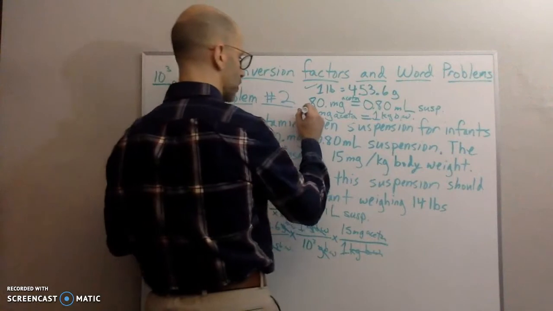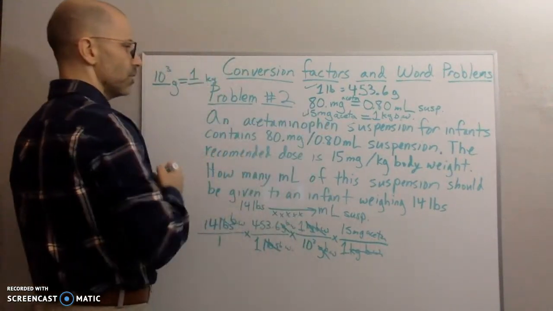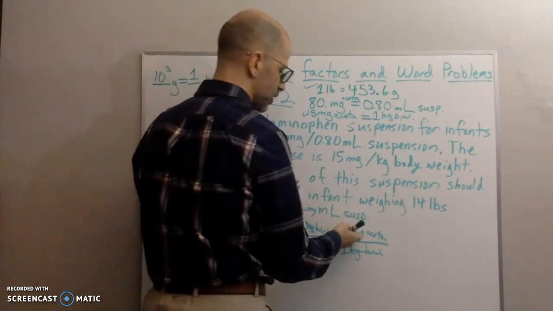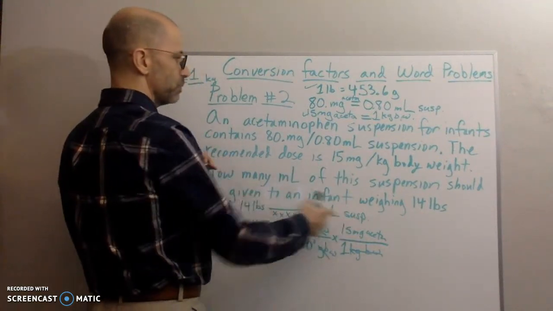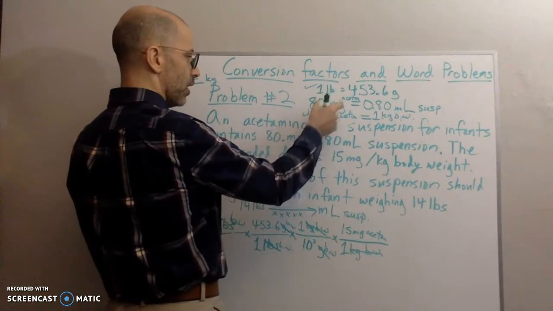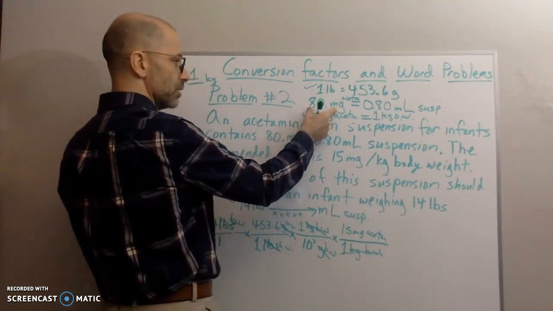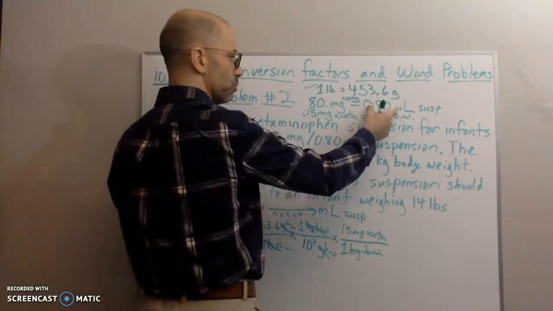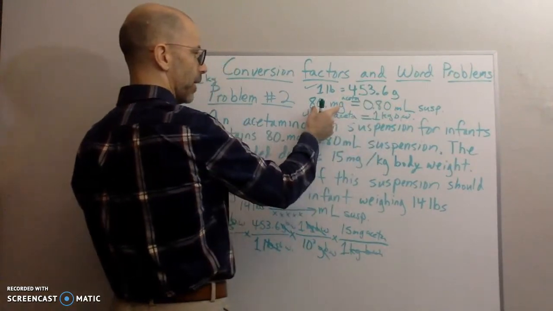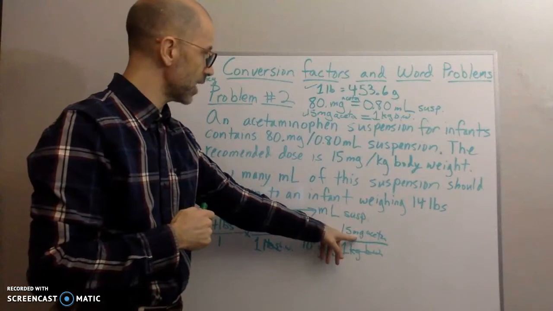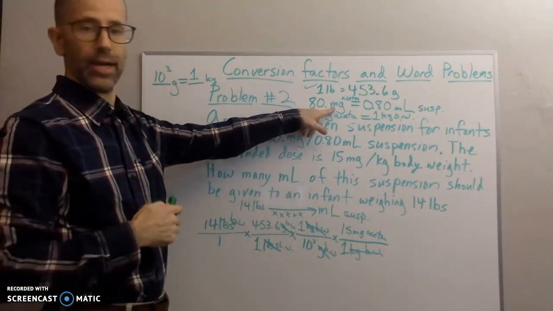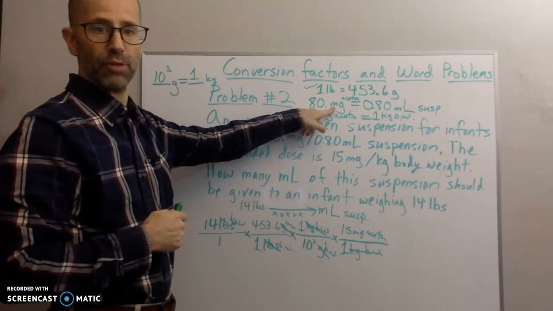So now I'm done with that one. Now I need to go from acetaminophen to the volume of the suspension. So here I have the milligrams of the acetaminophen to milliliters, right? I need milligrams, and I have milligrams there, so I can go ahead and use this conversion.